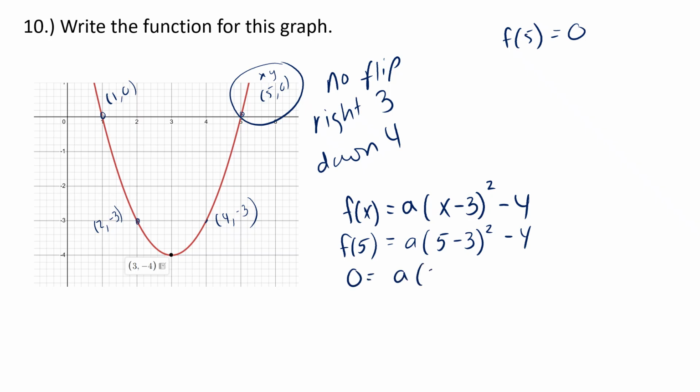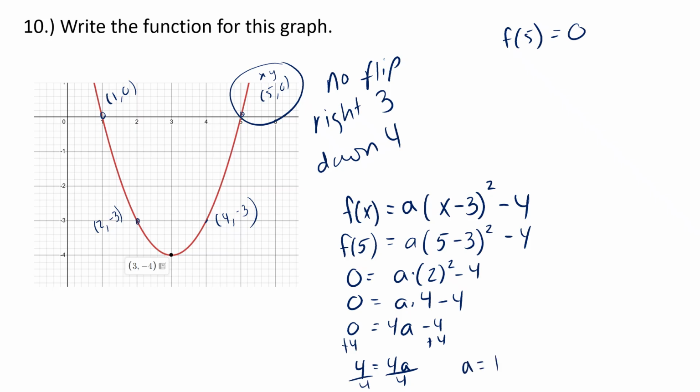5 minus 3 is 2. And then we've got, remember this is multiplication here. 2 squared is 4. And I did that. That's awesome. What color am I working in? That's a 0. All right, so this is really like 4a minus 4. So we're going to go ahead and add 4 to both sides. So 4 equals 4a, divide both sides by 4, and a is equal to 1.